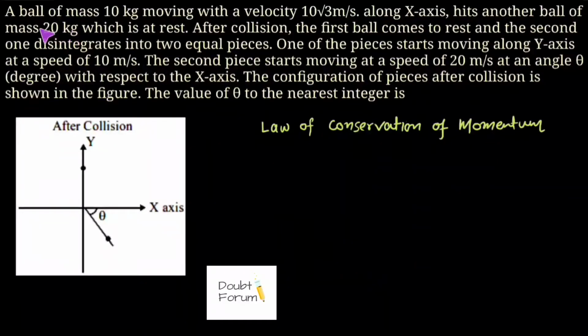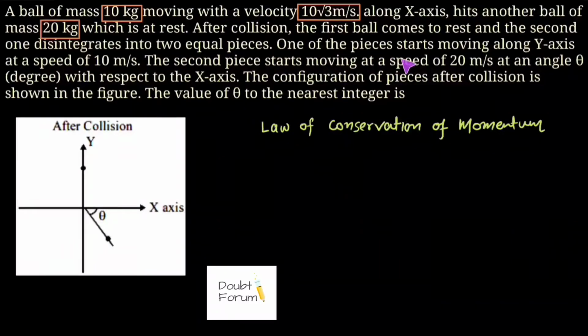This question is basically based on the law of conservation of momentum. And the question is, a ball of mass 10 kg moving with the velocity of 10 root 3 meter per second along x-axis hits another ball of mass 20 kg which is at rest. Now after collision, the first ball comes to rest and the second ball disintegrates into two equal pieces.